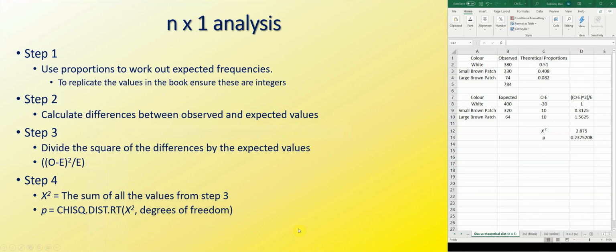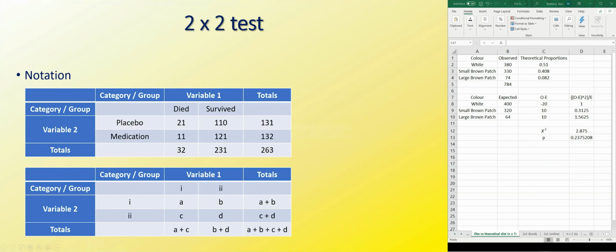Next example I'd like to look at is the 2 times 2 test. And 2 times 2 tables are quite famous. There's a variety of different tests that you can do. They're very popular. And in the textbook there is this example when we're looking at the difference between a placebo and a medication and whether a patient on either the placebo or the medication dies or survives.